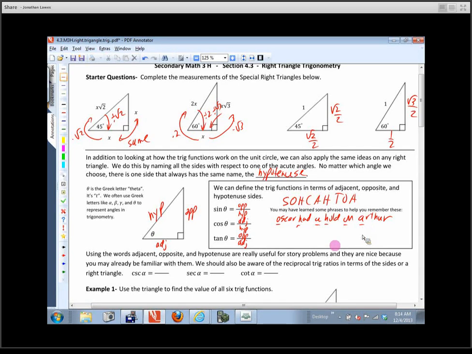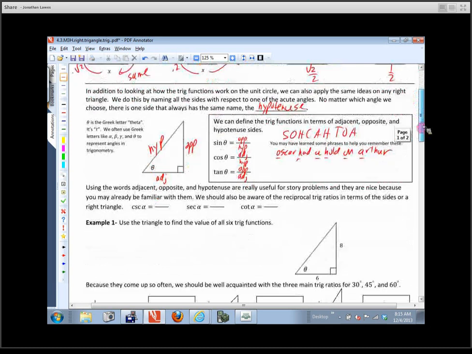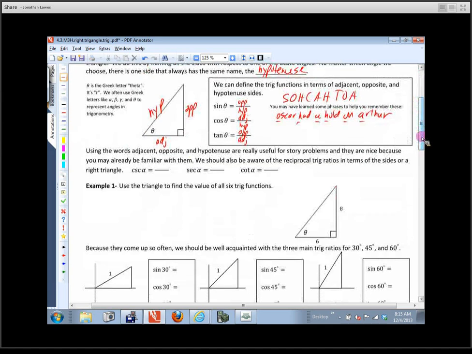I don't care how you remember that. In fact, I had a teacher who taught next to me in junior high who taught it, Oscar had a hairy old ass. That's how he taught it. Ass, of course, in the biblical sense, right? So we're talking about a donkey there. Nobody ever forgot that. So there you go. Okay, I don't care how you keep those straight, but you absolutely have to keep those straight.